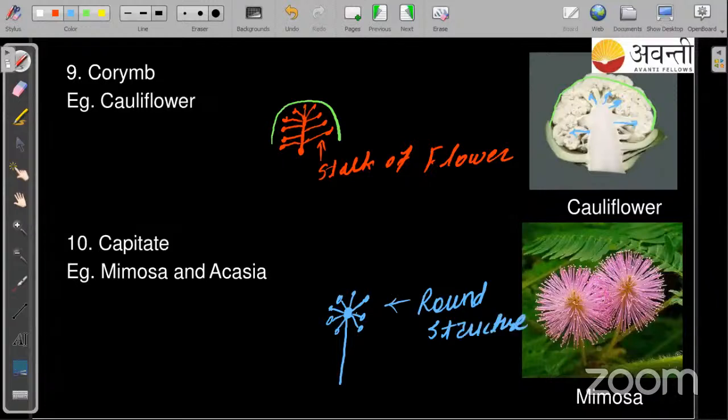You can see the flower of mimosa, and the flower of acacia, that is the babul. It looks like that, a globose structure. This is a completely rounded structure, and in the case of capitate, it is a rounded structure.